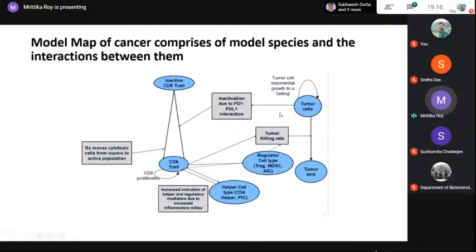Once I have established that, the engineer's job is to represent each and every player through mathematical equations. It can be ordinary differential equations, it can be partial differential equations, etc. Each set of model species will have its own set of equations. The tumor cell will be represented by a proliferation rate, and it will have its own apoptosis rate. There will be an equation representing that if a CD8 cell is attacking the tumor, then the tumor cells will be reduced by this percentage.